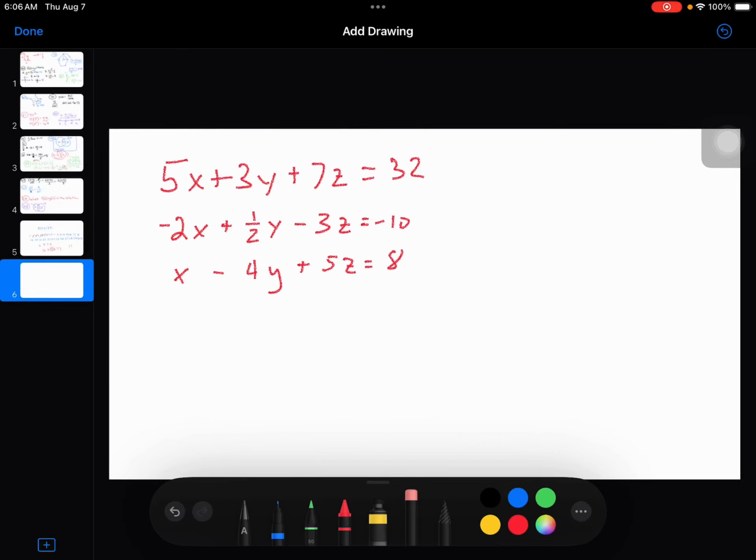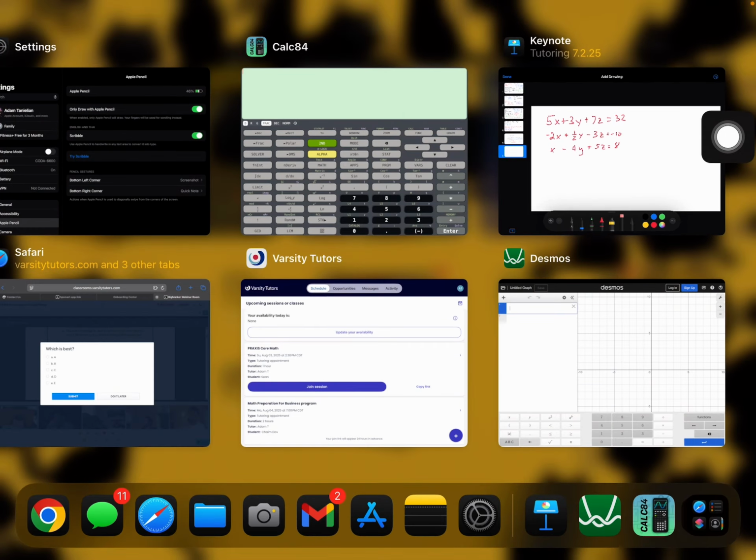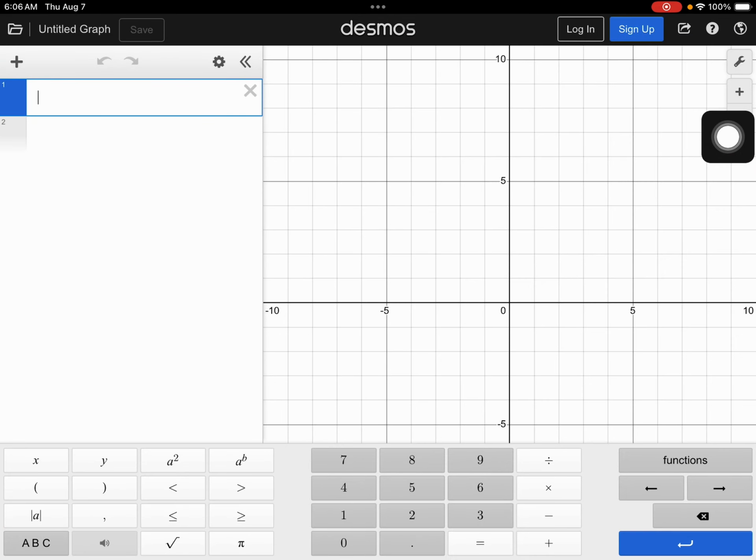Hello, in this video I'm going to demonstrate how to use the TI-84 calculator to solve systems of equations in three variables. If you have an x, y, and z, you need three equations with three variables. If you have two equations, you can't solve for all three. And you're not going to be able to graph it because this works on a different coordinate system.